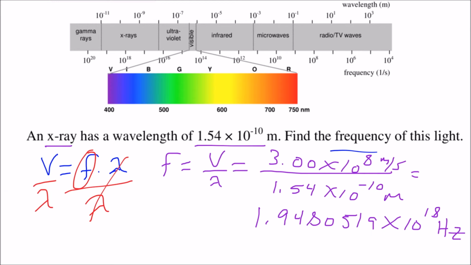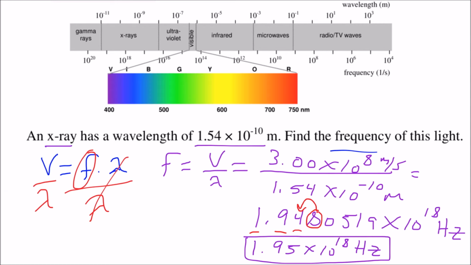Now let's take care of sig figs. We have 3 sig figs up here in the problem, so we need 3 sig figs in our answer. And so our final answer then is going to be 1.95 times 10 to the 18th hertz. Good. So hopefully that's enough practice for you here on these two. You'll be given a worksheet in class that will give you more practice over this, and it's just going to be the same thing. You write the formula, you rearrange it to solve for something every single time.